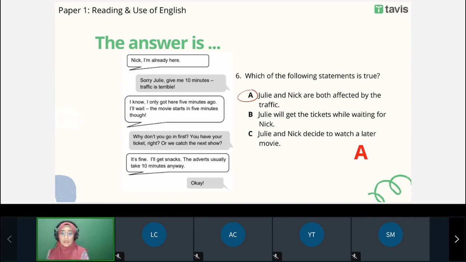Before we move on to the next question, has anybody got any question to ask? Any question so far? How are you all doing? No? Okay, how about the others? Are you all doing okay? All right, last question before we take a break, everybody.